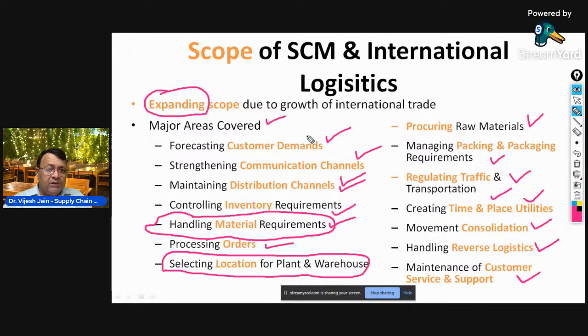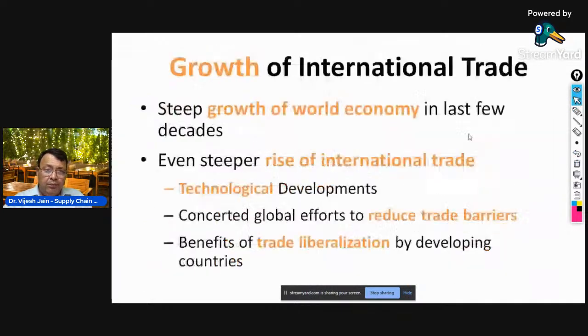So you can see from this slide that the scope of international supply chain management and international logistics is ever expanding. That is what is happening. Now, what are the real facts why we are facing this situation where the scope of supply chain management and international logistics is so much expanding? This kind of growth is not usual.